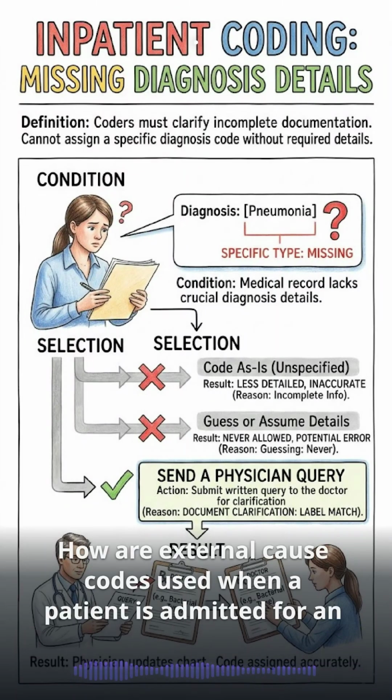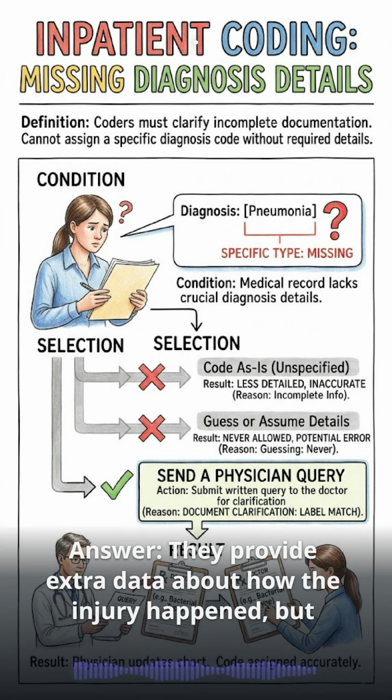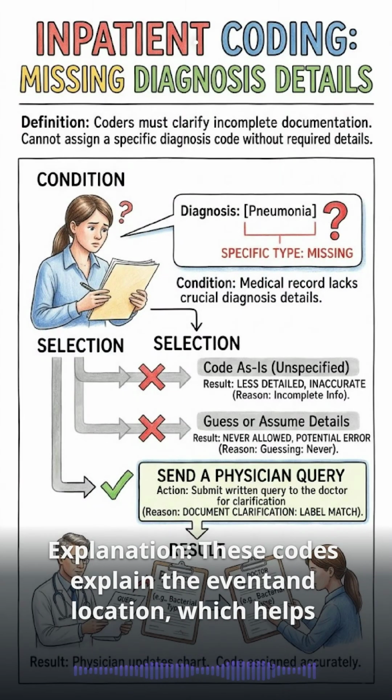11. How are external cause codes used when a patient is admitted for an injury caused by an accident? They provide extra data about how the injury happened, but they are never used as the principal diagnosis. These codes explain the event and location, which helps public health experts track common accidents and painful injuries.